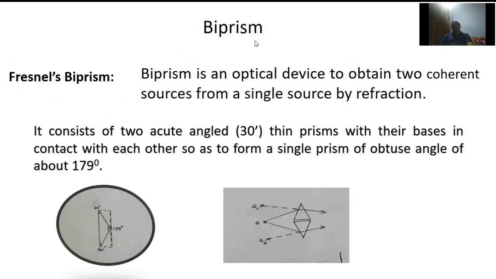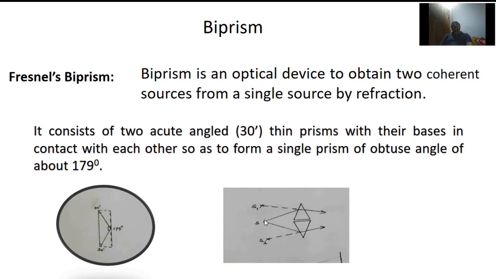Next, we will move on to the biprism. Biprism is an optical device that is used to obtain coherent sources from a single source by refraction. The name itself suggests that the biprism consists of two acute angled thin prisms with their bases in contact with each other so as to form a single prism of obtuse angle of about 179 degrees.